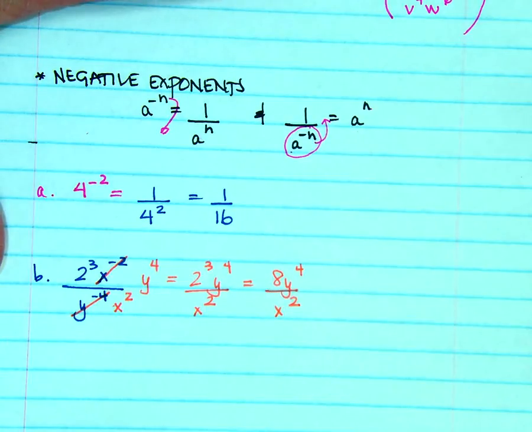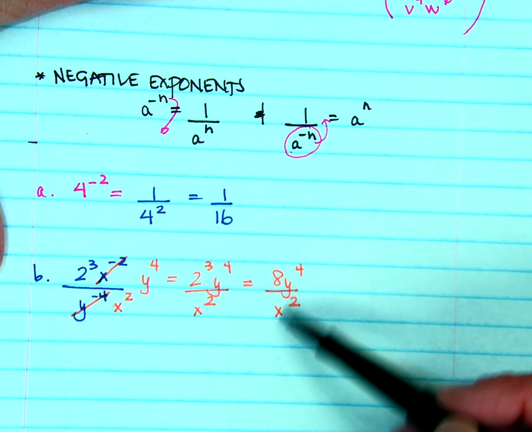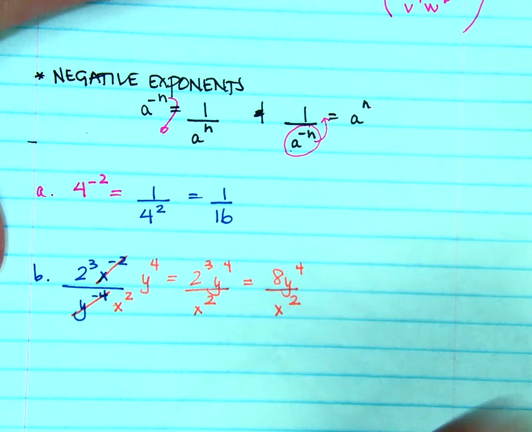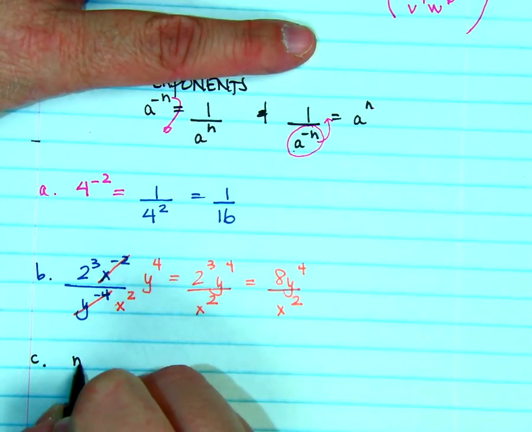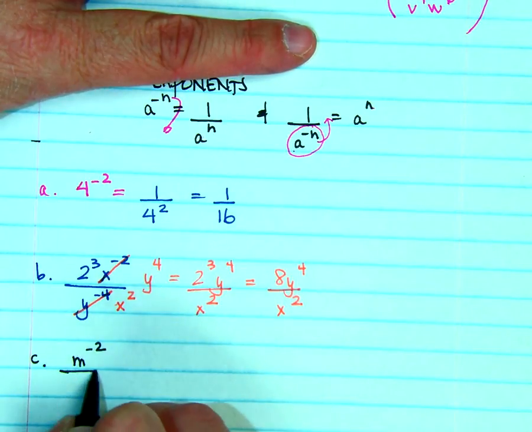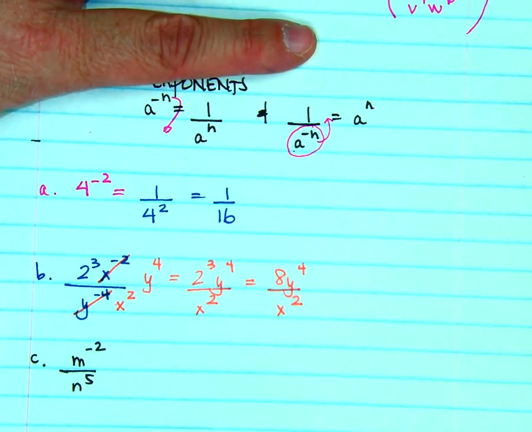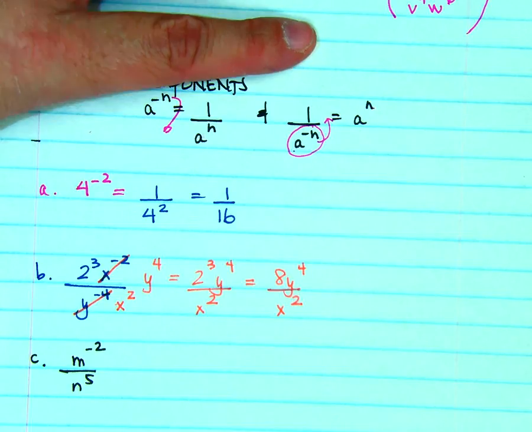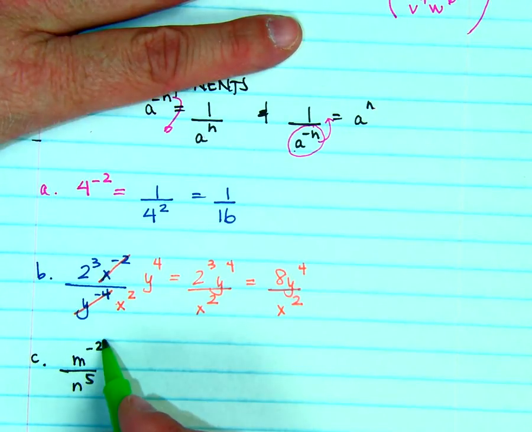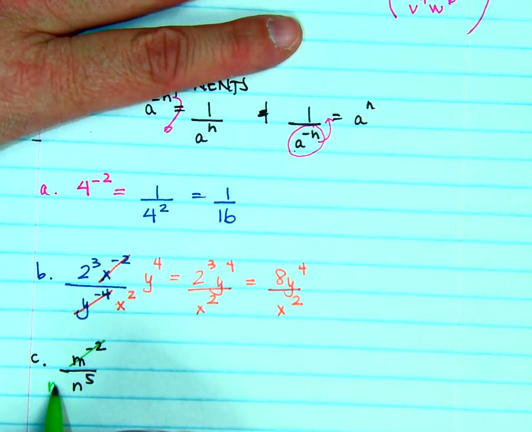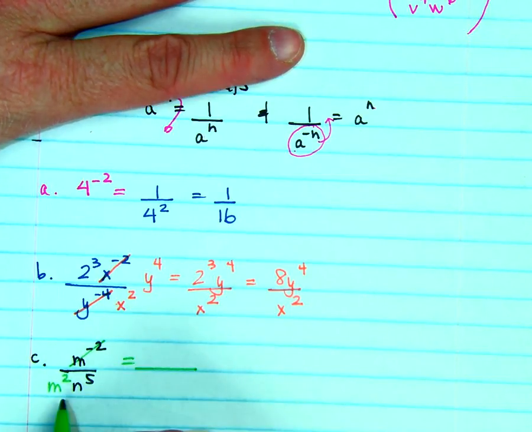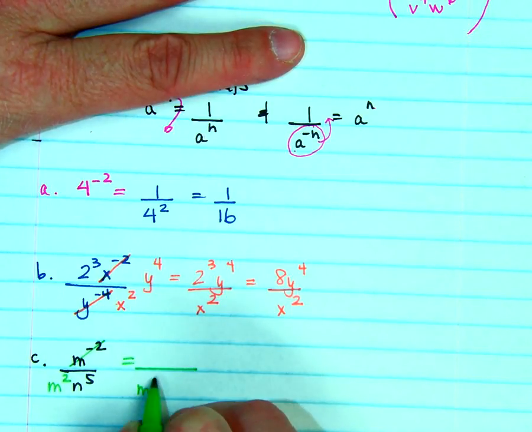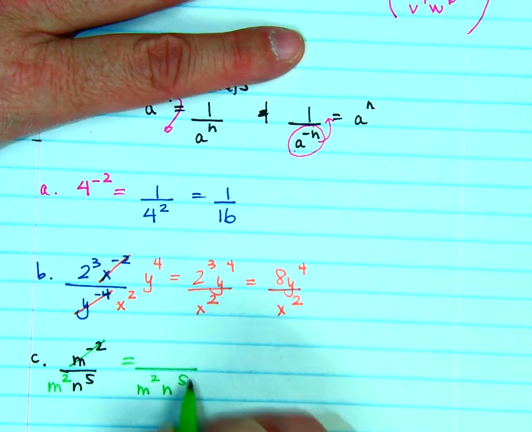squared. As we progress through the chapter, you're going to have the same variable on both the numerator and denominator, so we're going to have to be dividing some of those. Another example, m to the negative 2 over n to the 5th. M to the negative 2 has a negative exponent. So we're going to move it to the bottom, and it becomes a positive exponent. So in the denominator, I have m squared n to the 5th.